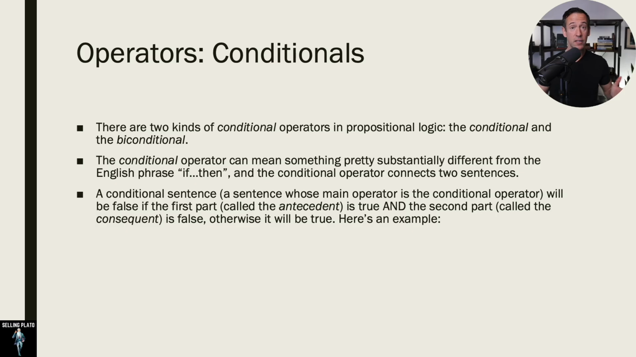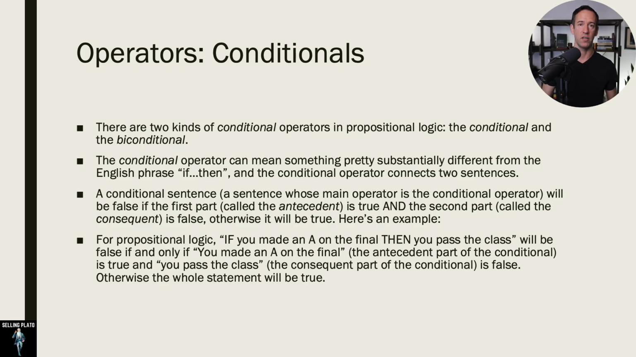All right, so that's another definition that you need to lock in your brain. A conditional sentence will be false if the first part, the antecedent, is true, and the second part, the consequent, is false. That's when the conditional is false. Otherwise, it's going to be true. Okay, so here's an example. You'll see why I phrase it that way.